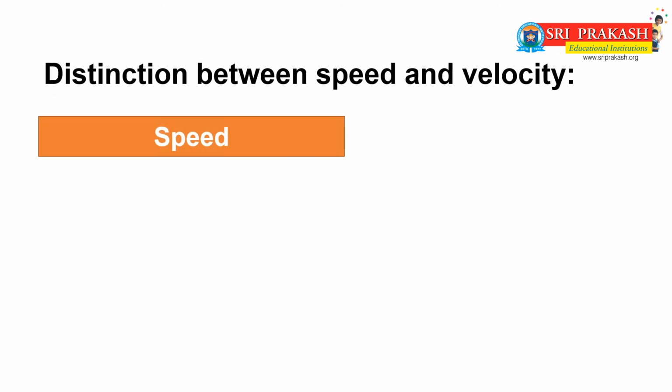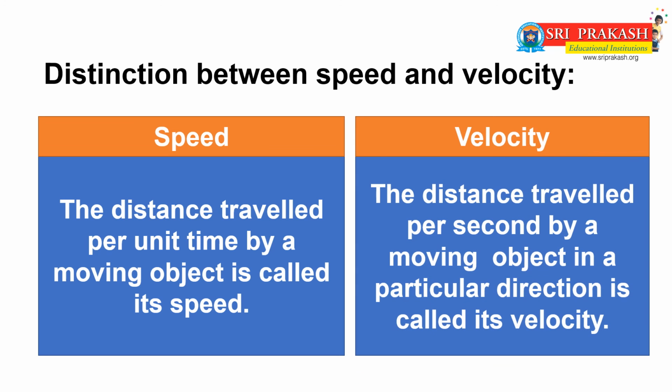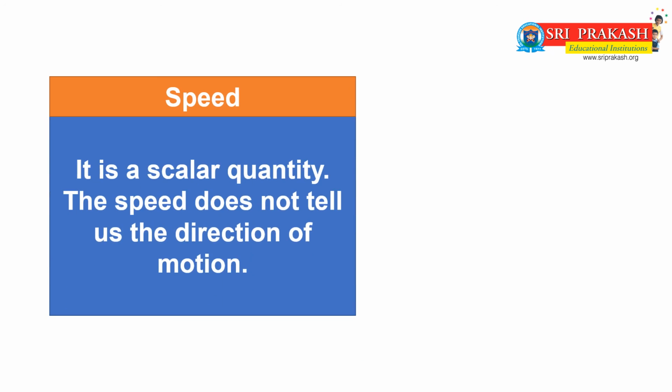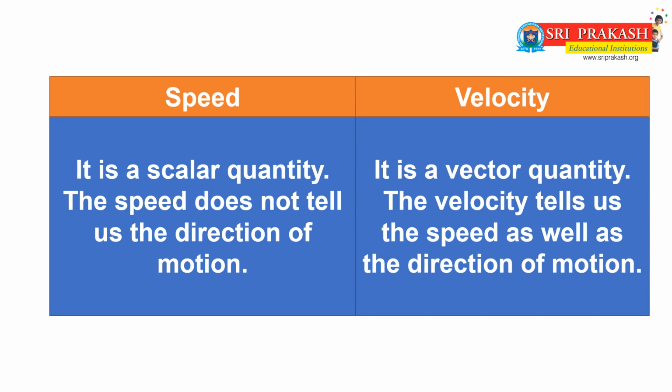Distinction between speed and velocity. Speed, the distance traveled per unit time by a moving object, is called speed. Velocity, the distance traveled per second by a moving object in a particular direction, is called velocity. Speed is a scalar quantity. Speed does not tell us the direction of motion. Velocity is a vector quantity. So when vectors are defined, both direction and magnitude are required. So velocity gives us the direction and the speed.